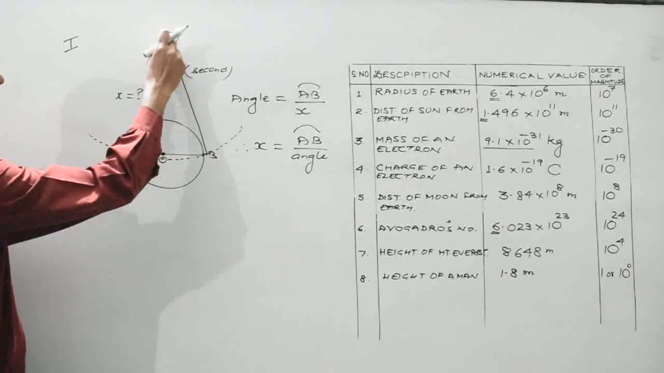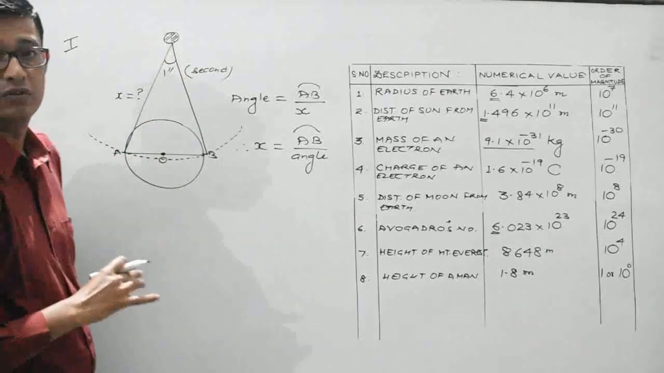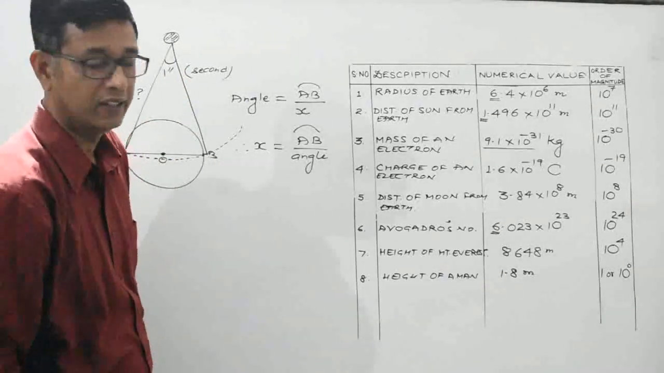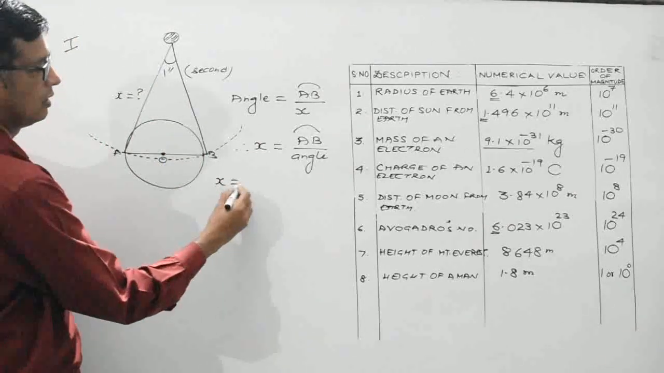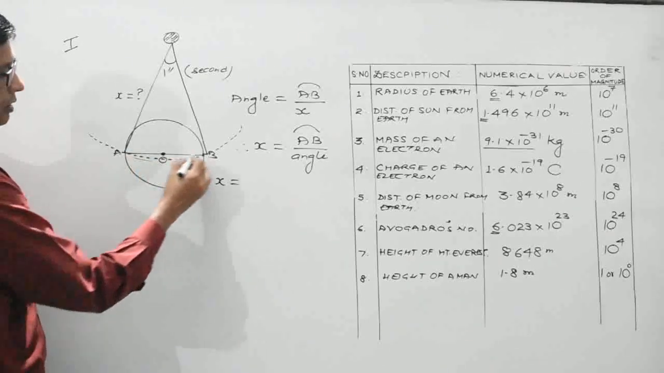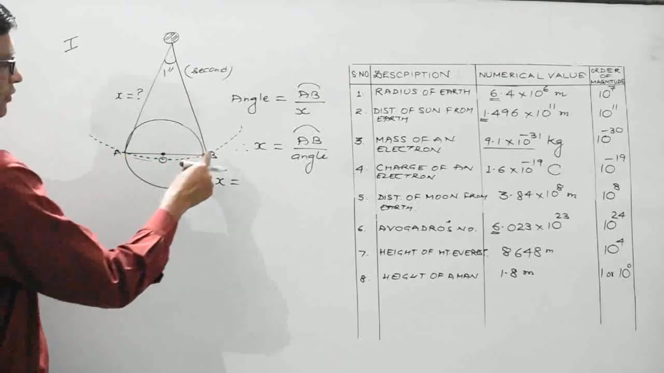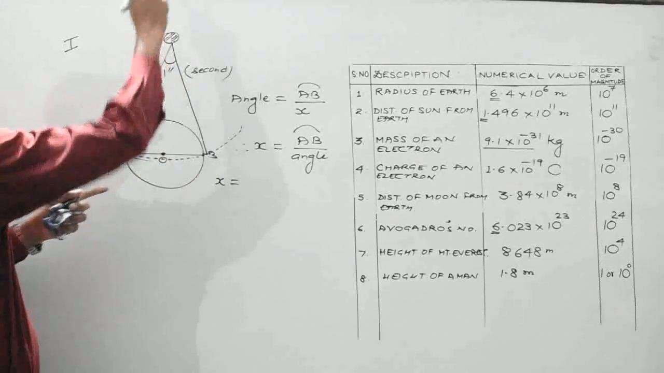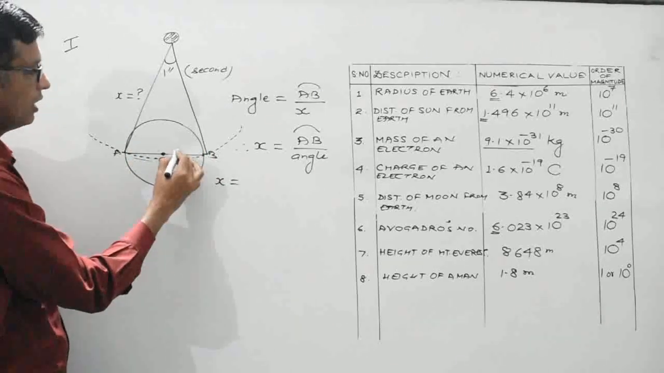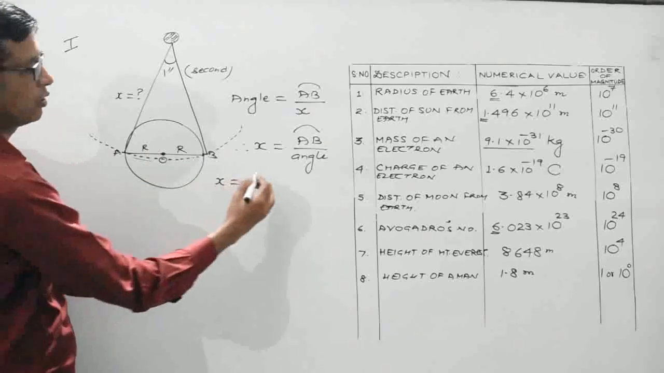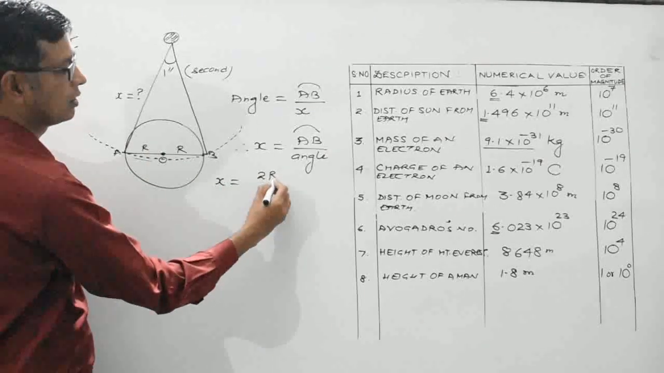X is the distance of this heavenly body from the center of the earth, which is our objective, which we intend to find. Now the angle is given to be 1 second. And AB, as I told you, is very small as compared to this distance, so it can be considered to be the diameter of the earth. So if R is the radius, then it will give us the diameter, that is 2R.